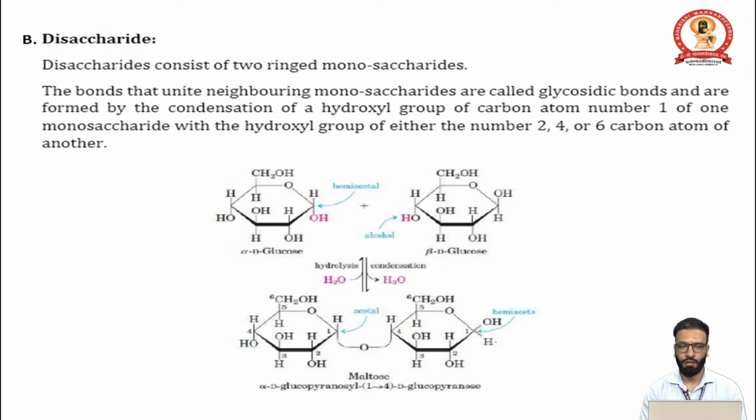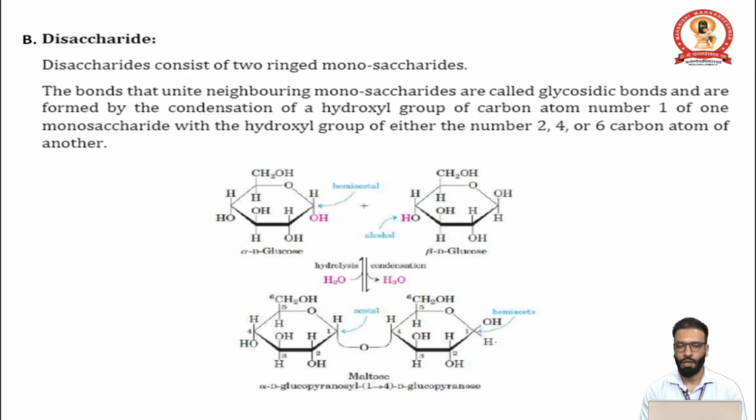Coming to the second category, that is the disaccharide. Now we saw that monosaccharides are simple sugars and they have different subcategories. Now the disaccharides, obviously from the name, di means it has two sugars. So the disaccharides consist of two monosaccharides or two simple sugars, and the bond between the two sugars is known as the glycosidic bond.